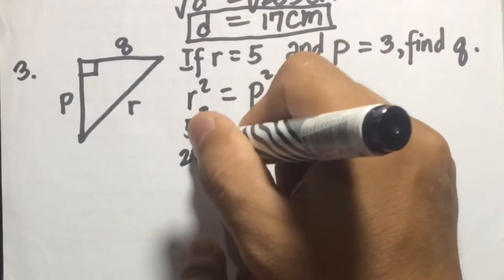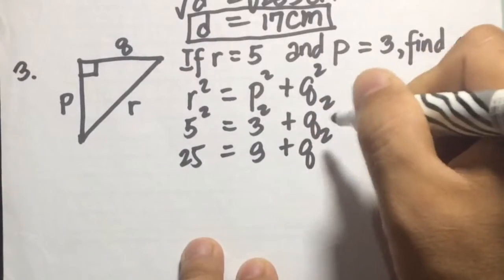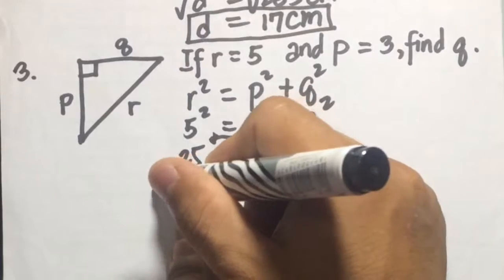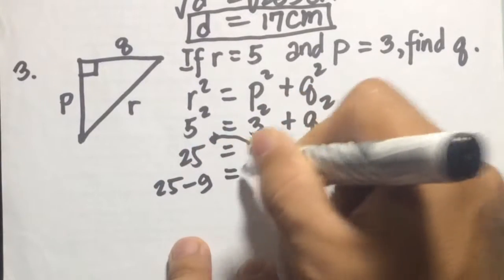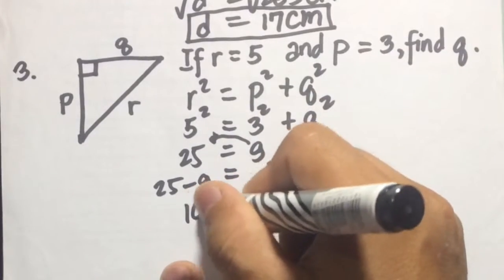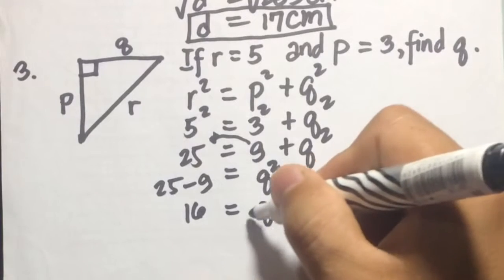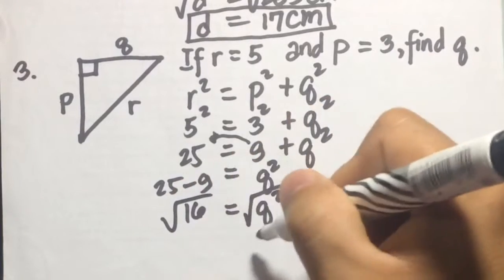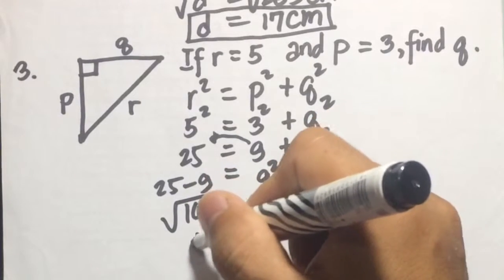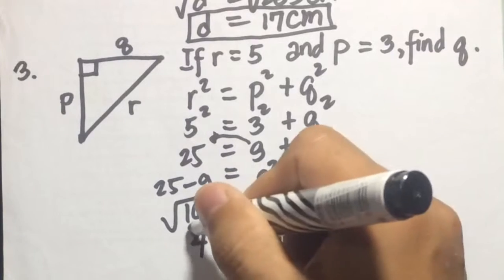Then 5 squared is 25, 3 squared is 9, then plus Q squared. So transpose 9 to the left side. We have 25 minus 9 equals Q squared. So 25 minus 9 is 16, equals Q squared. Then extracting the square roots, we get Q equals the square root of 16, which is 4. So the value of Q is equal to 4.